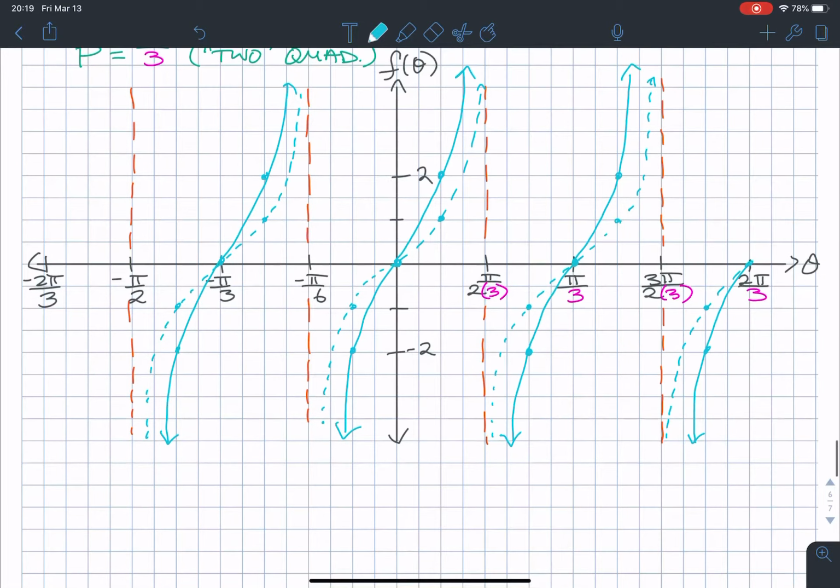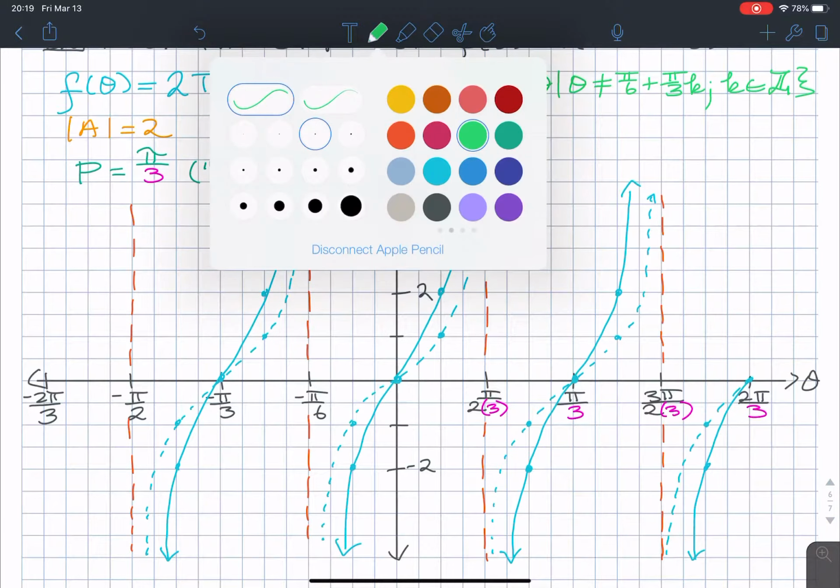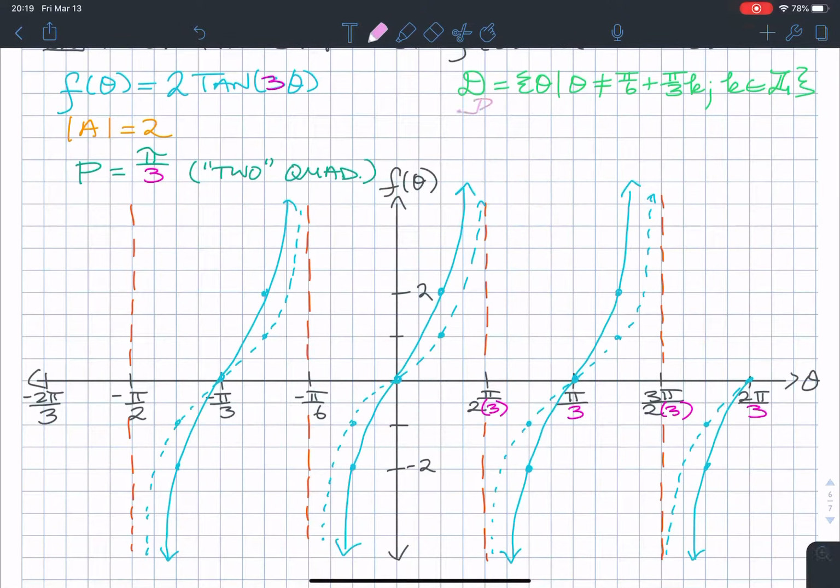Okay, so let's note what the domain and range are for this one. So the domain are those values of theta, or they exclude those values of theta for which the denominator is 0, or those values of theta where I have vertical asymptotes. And that looks like to be pi/6 plus the distance between any two asymptotes is pi/3, so any integer multiple of pi/3 plus or minus. Okay. The range, of course, for tangent is all real numbers. So let's write it as all real numbers, like so.